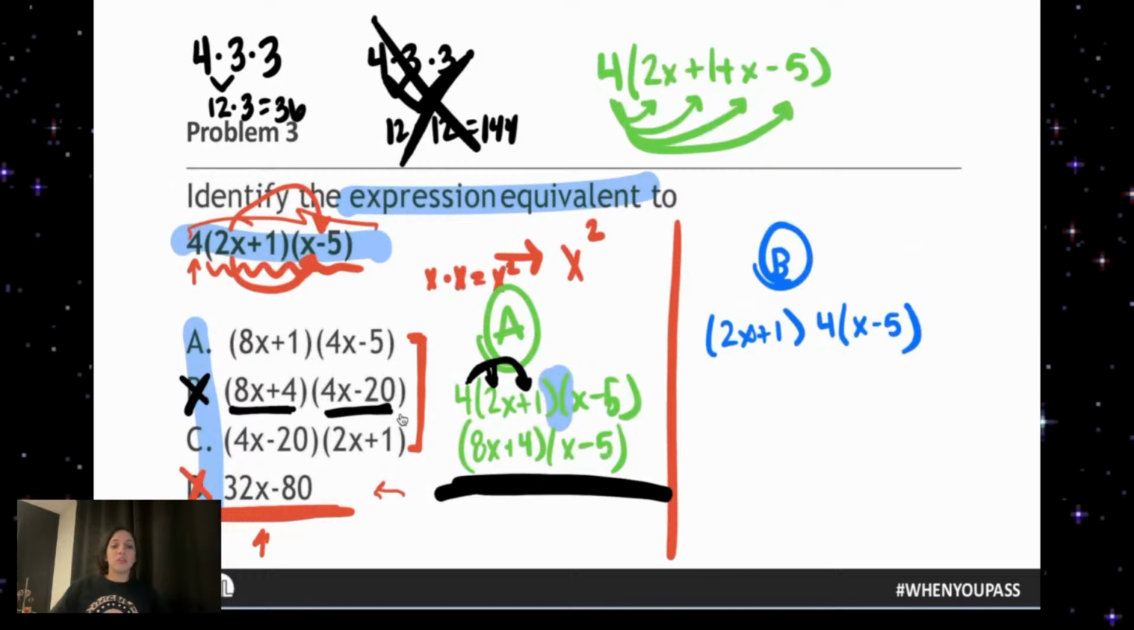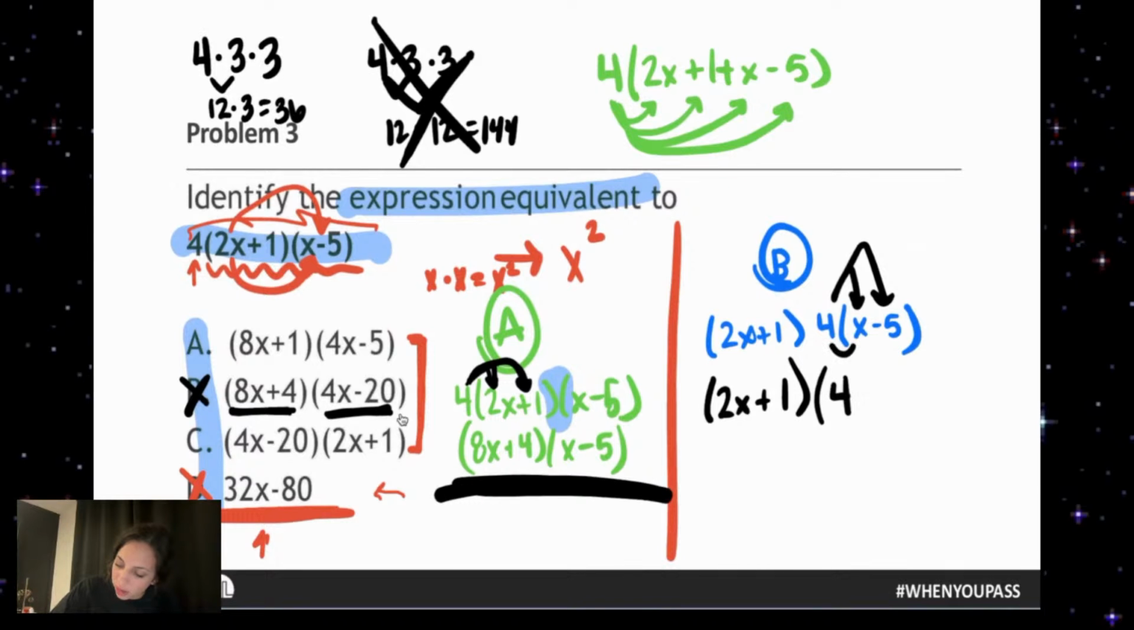So now let's try multiplying the 4 into the x minus 5. So we have 2x plus 1 times 4 times x is 4x. 4 times negative 5 is negative 20. Do we see that anywhere? We do, but it's in a different order. I see it right here. So what is that? The same thing. That's our answer.